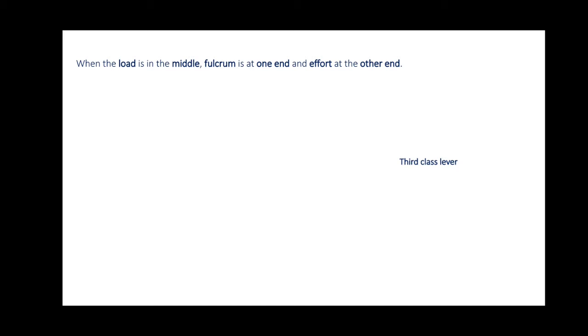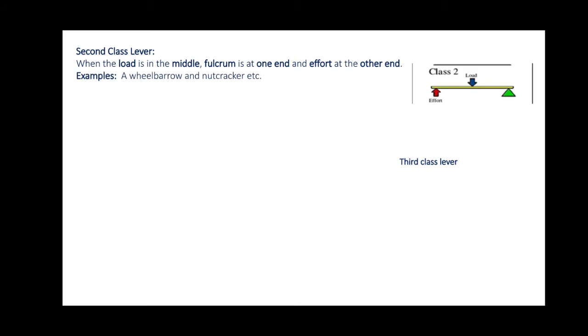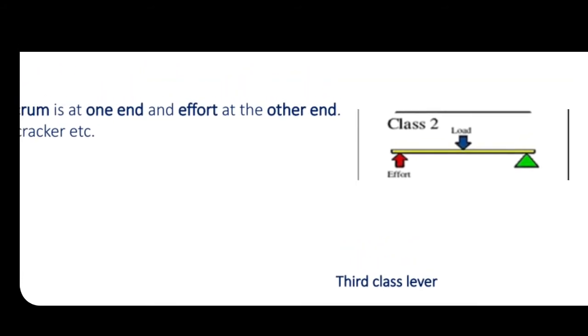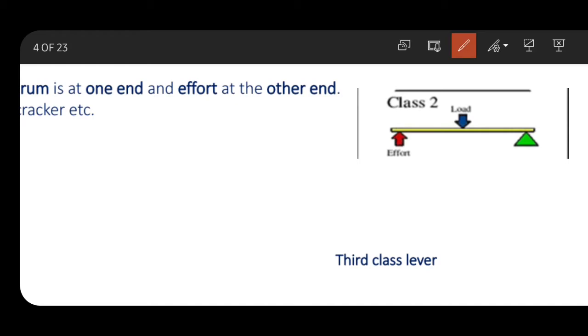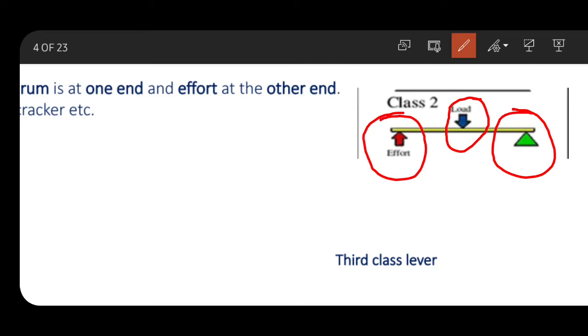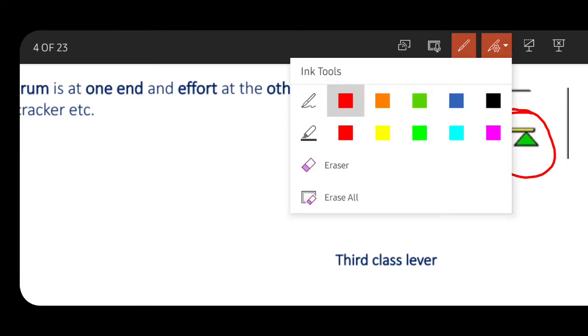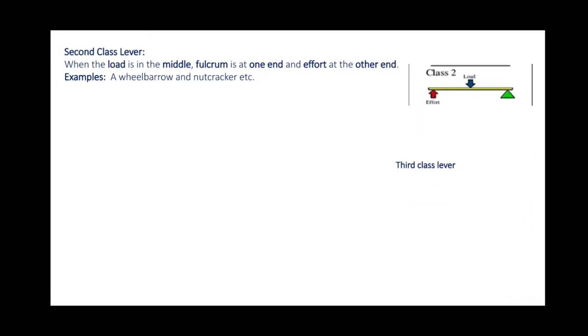A second class lever is when the load is in the middle. When the load is in the middle, the fulcrum is at one end and the effort at the other end. In the first class lever, the fulcrum was in the center, but now the load is in the middle, the fulcrum is at one end, and the effort is at the other end. It is called a second class lever when the load is in the center, and the fulcrum and effort are on the other two ends. So this is the second class lever.